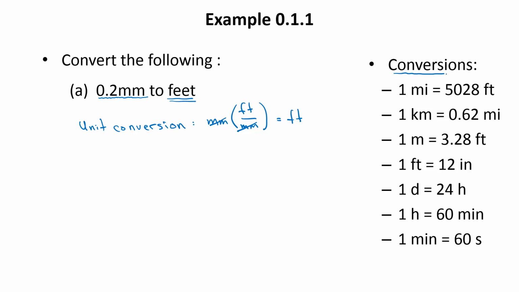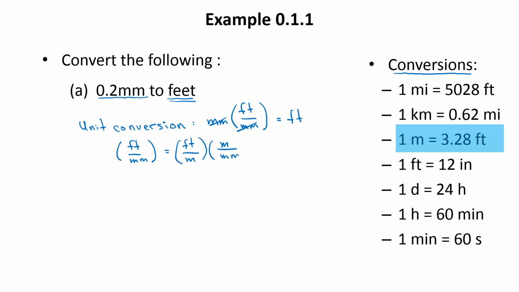Unfortunately, on our list of conversion factors, we don't have a direct conversion of feet to millimeters. We do, however, have meters to feet. So feet per millimeter can be written as feet per meter times meters per millimeter. Then these meters will cancel out and we'll have feet per millimeter.